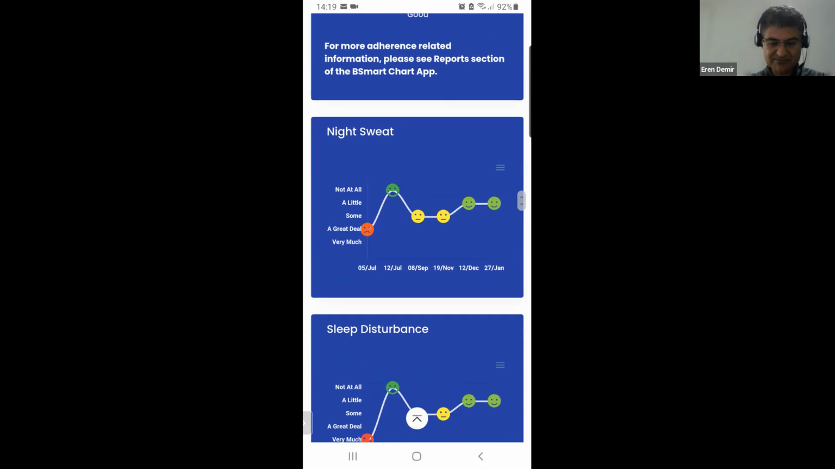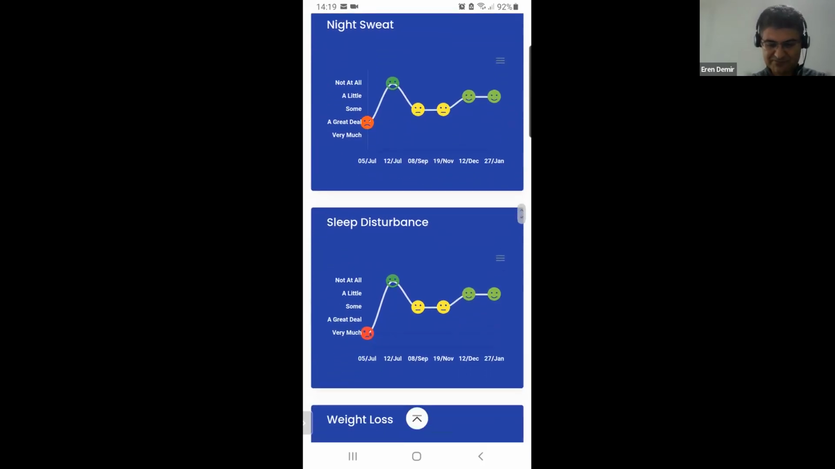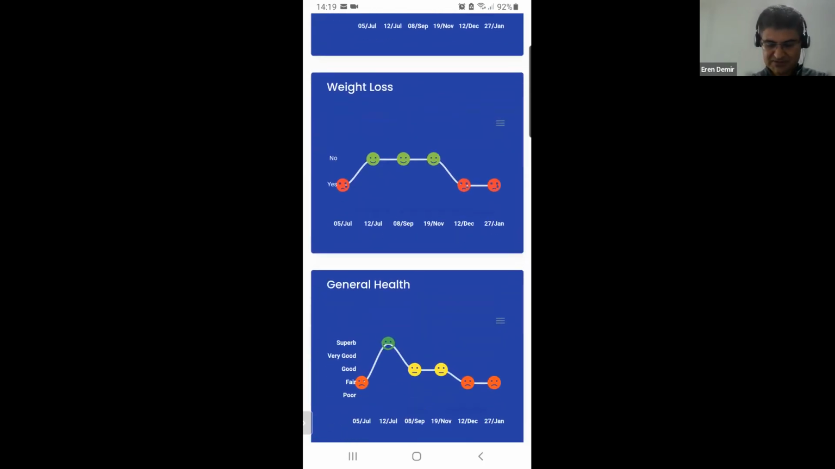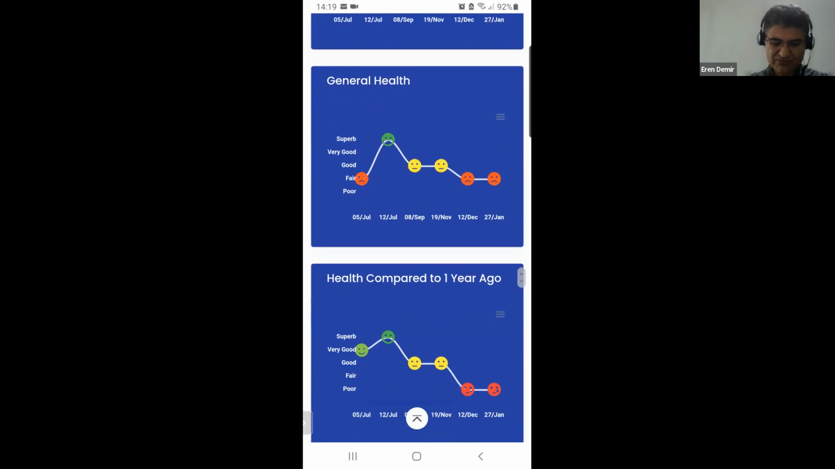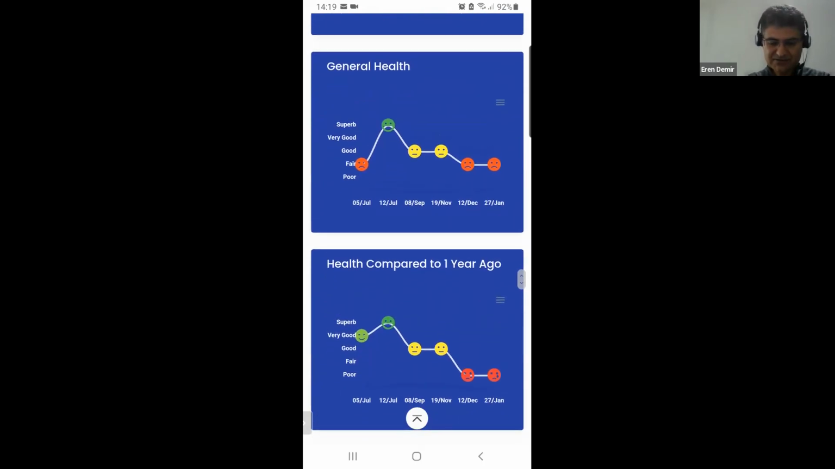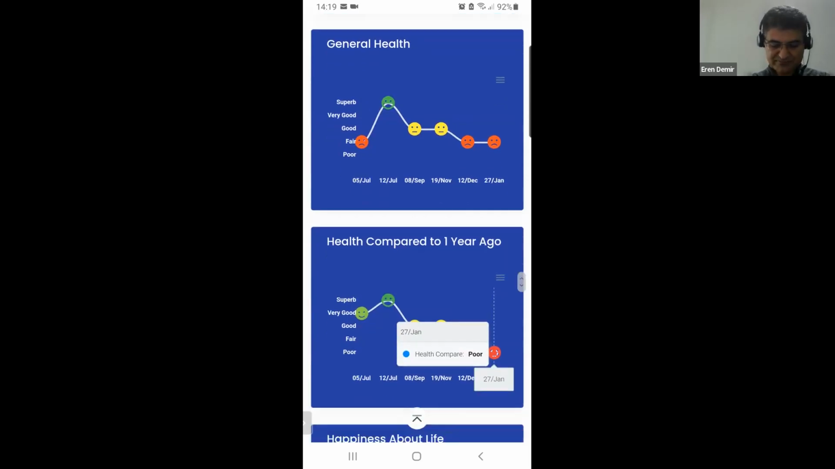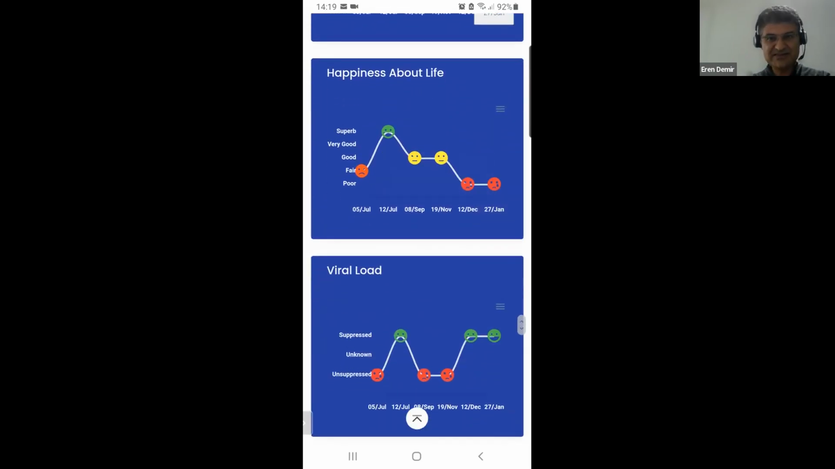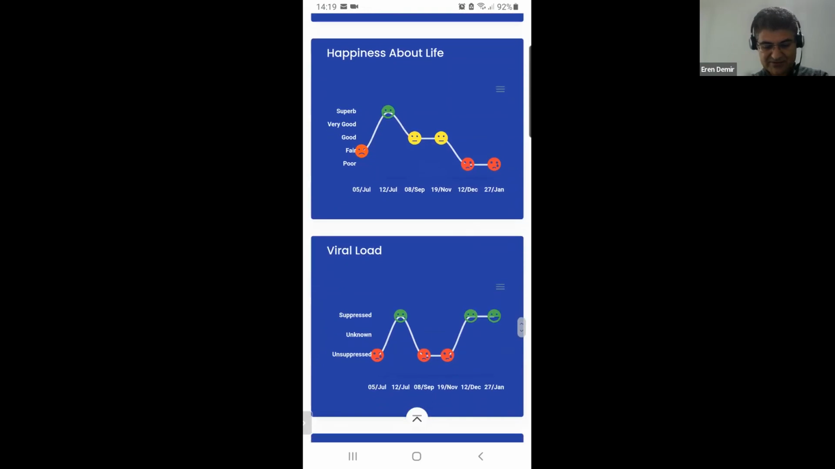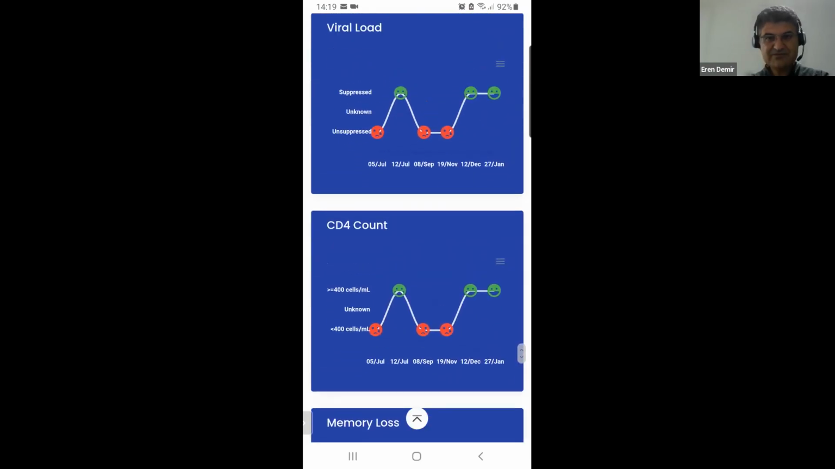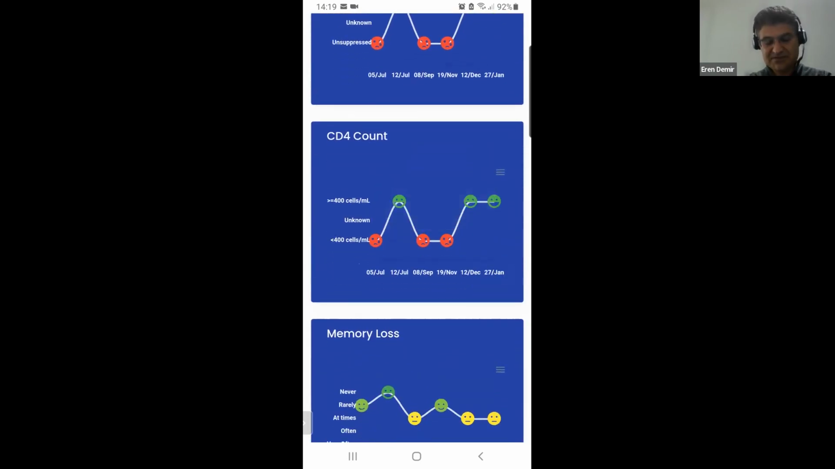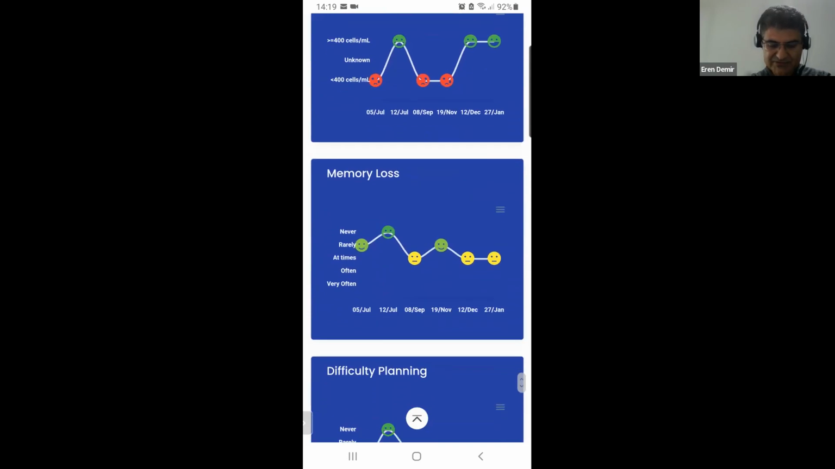In terms of physical symptoms, night sweats, the patient is doing well. Sleep disturbances, fine. There's a bit of weight loss that's been going on since January, but health-wise, the patient isn't doing very well. It's fair. Health compared to 1 year ago is poor. Happiness about life, clearly this patient is fairly depressed. Physically, he's doing fine. Viral load and CD4 count are fine, but psychologically, there needs to be some sort of counseling or psychotherapy intervention required.